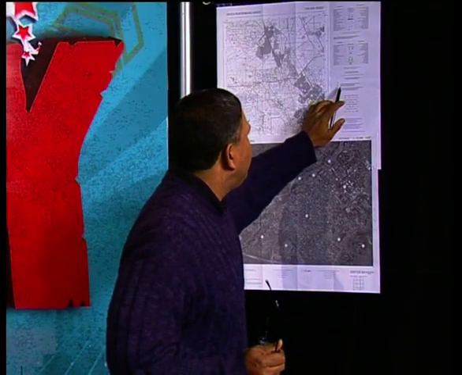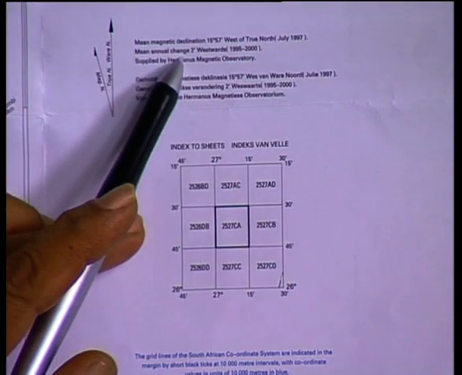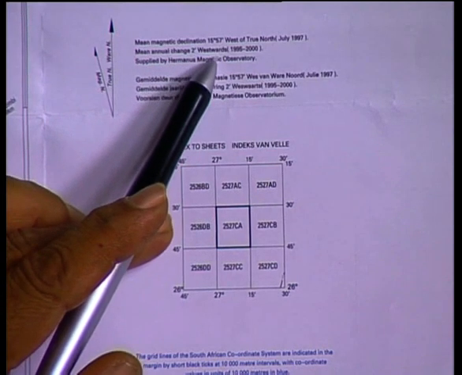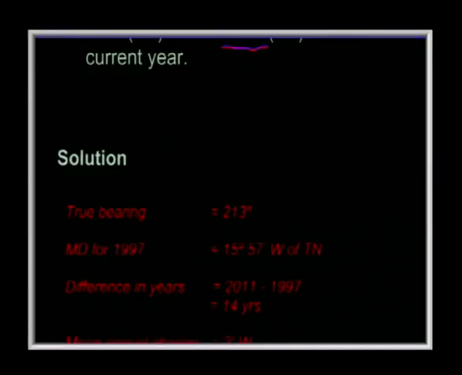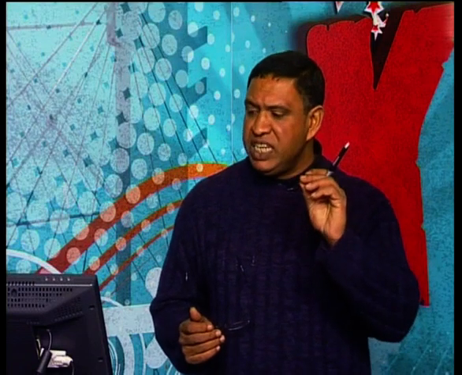It says the mean annual change is 2 minutes westwards. All right? I've written it down here. Mean annual change is 2 minutes westwards, meaning that for every year, it changes by 2 minutes. Now I want to find out the total change. Obviously, 14 years have passed, and each year changes by 2 minutes.